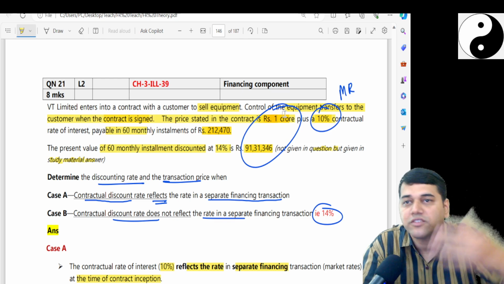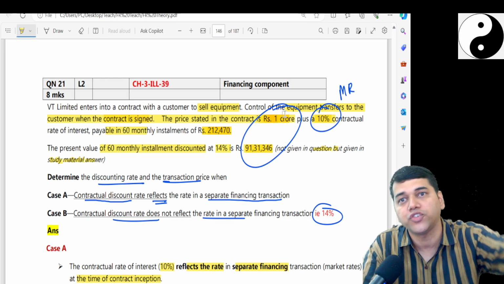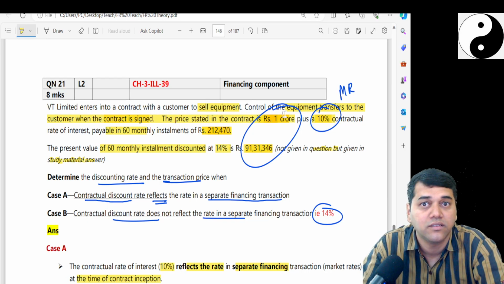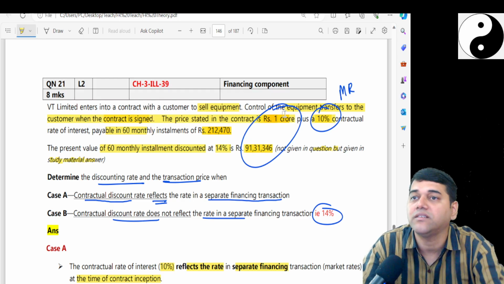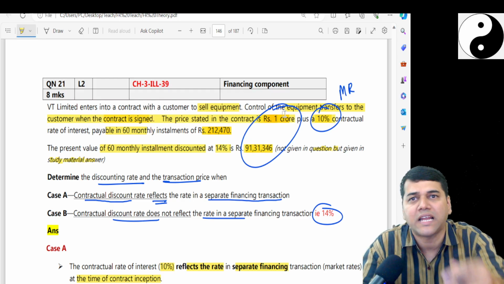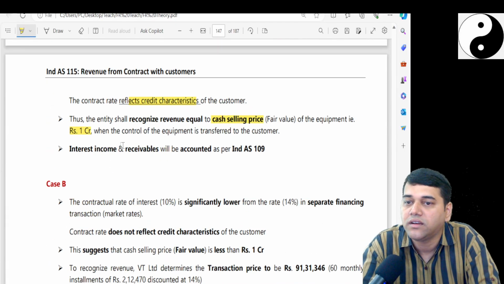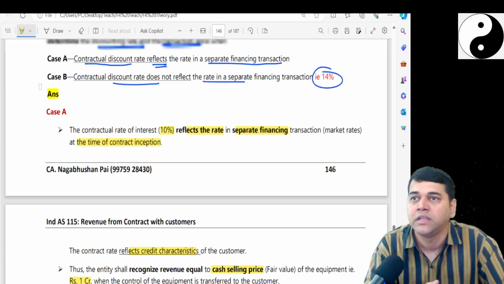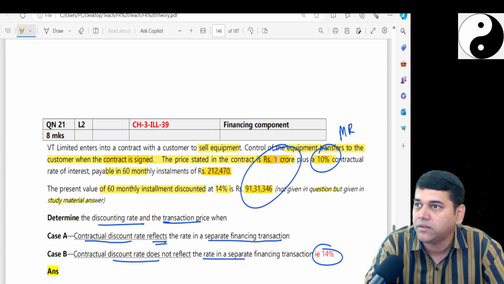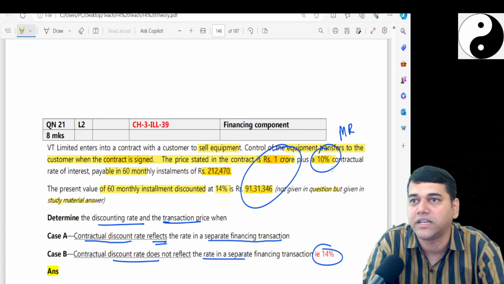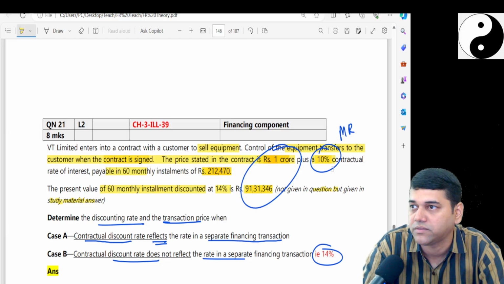And if you discount all your future cash flows at 10%, which is equal to the contract rate, in 109, we discussed it. When the contract rate and the fair value rate are the same, your transaction price is equal to the fair value. That means you don't have any interest income and the receivable will be accounted as per 109. That means today you will pass 1 crore entry only. Going forward, the 10% interest rate you will charge, calculating interest. Interest will be calculated at the rate of 10%.